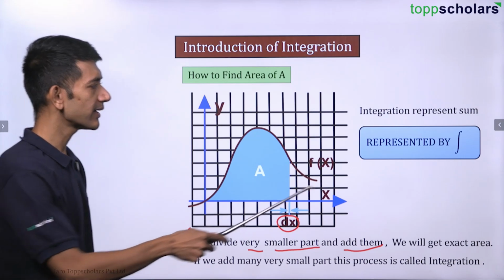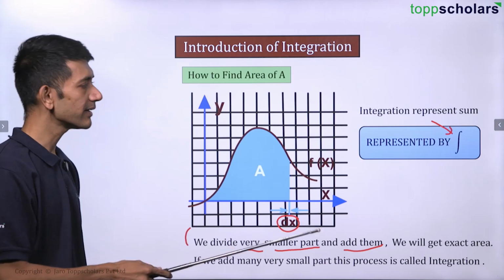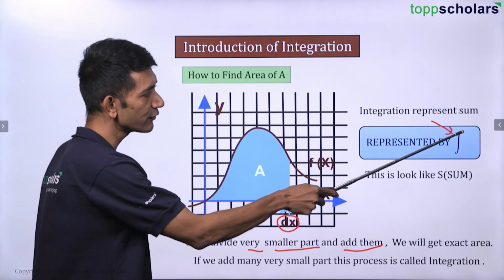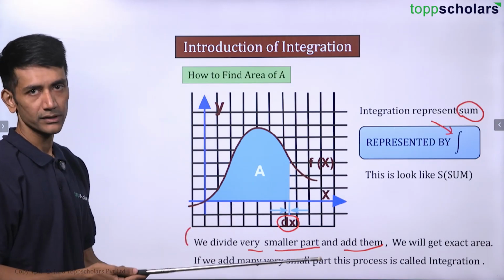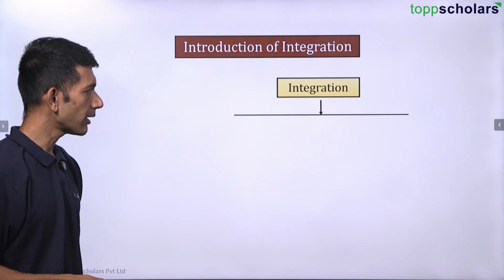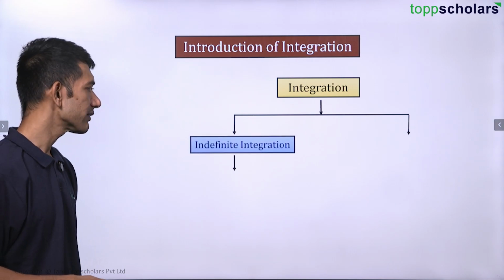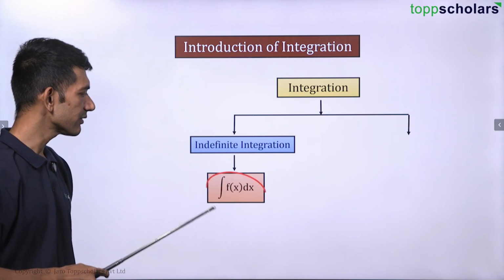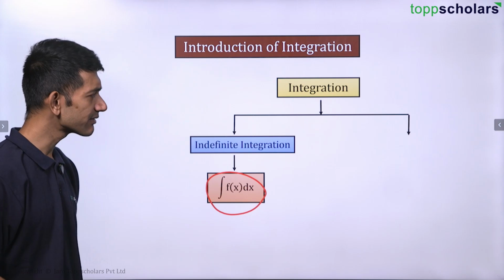We represent integration by this symbol basically. This is the symbol by which we represent integration, right? This gives you the sum of some function, whatever function that is, it completely depends. So let us talk about integration now. We know that there are two types. One is the indefinite integration, which is represented like this, that is integration of f(x) or integration f(x) dx.